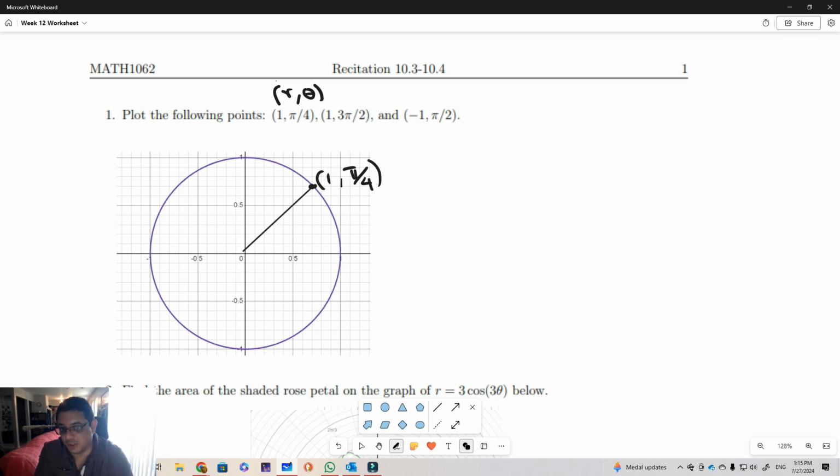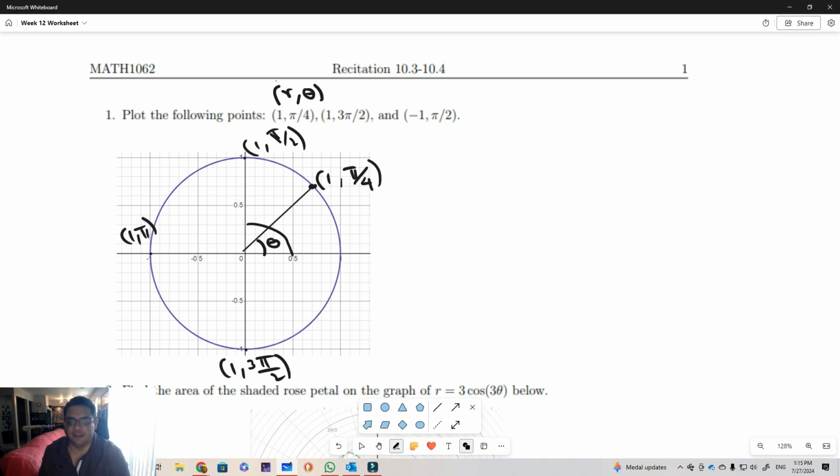In a similar fashion, this will be (1, pi half). Of course, this will be (1, pi). And this one here is going to be (1, 3 pi half). So now we're just going around the circle depending on the angle that we're using. Here's angle pi over 4, this is the theta that is running. Here's angle pi half. Here angle pi. And here angle 3 pi half.